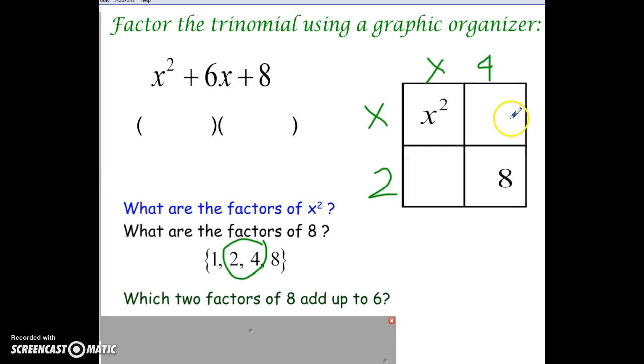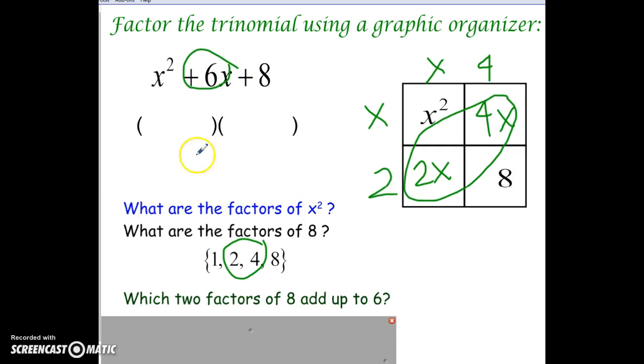This is why a pencil is very important in math class. So I can do x times 4, so I'd have a 4x here. 2 times x, I'd have a 2x here. And then we always have to check, does this add up to my middle number? And it does. So my factors would be x plus 4 and x plus 2.